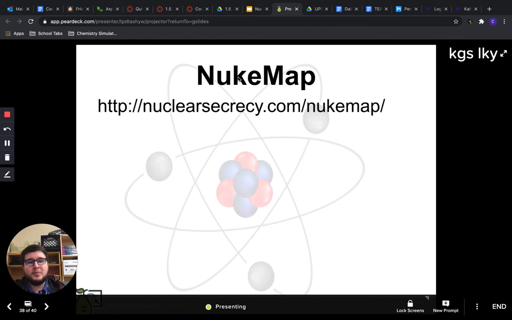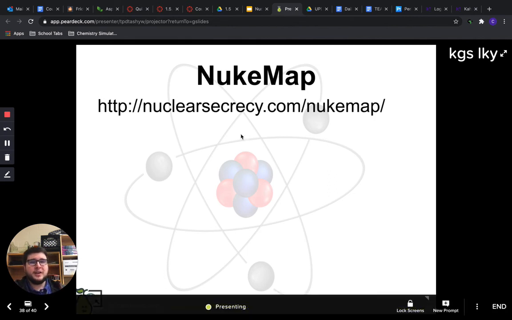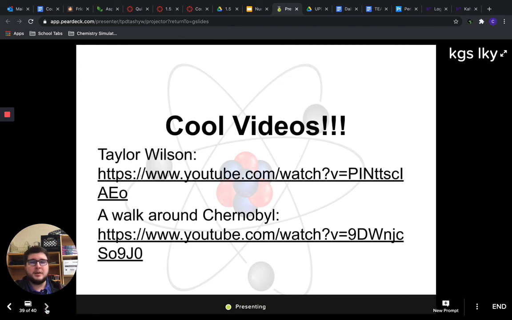So if you want to play around with this nuke map, so nuclear reactions, again, these are the reactions that generate atomic bombs and things like that. So you can play around with this nuke map and see different size atomic bombs, and you can even see how they would affect certain regions of the world. So it's a pretty cool website. It's virtual. You can mess around with that if you want. I recommend it.